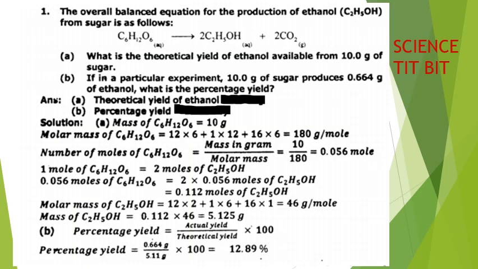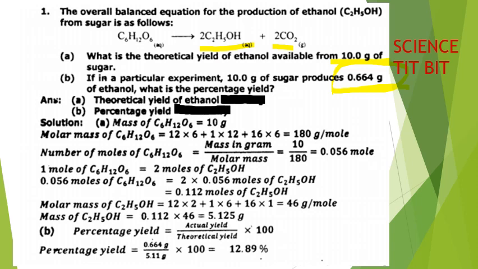Now this is a numerical taken from a science statement. The overall balanced equation for the production of ethanol from sugar is given, that is glucose produces 2 moles of ethanol and 2 moles of carbon dioxide. What is the theoretical yield of ethanol available from here? The quantity given is 10 grams of glucose, 10 grams of sugar. In a particular experiment, 10 grams of sugar produces 0.664 grams of ethanol. Here this is our actual yield, 0.664 grams from 10 grams of sugar.